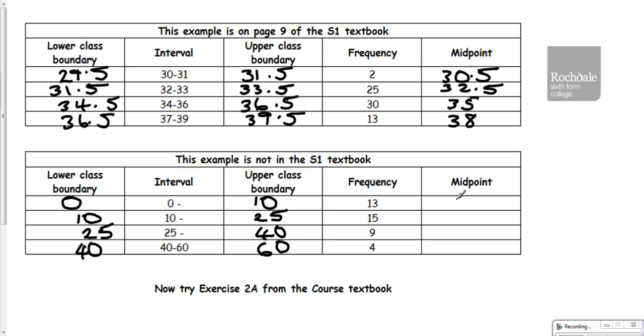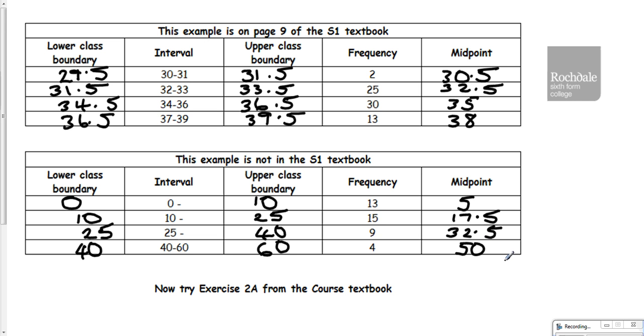Midpoints, well, halfway between 0 and 10 is 5. Halfway between 10 and 25. Again, if you're not too sure, add them together and halve it. Same for this one, they add up to 65, so it's 32.5. And the last one, 40 add 60 is 100, and halfway between them is 50.